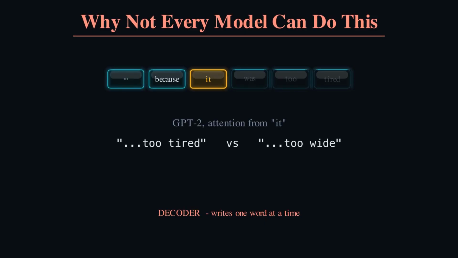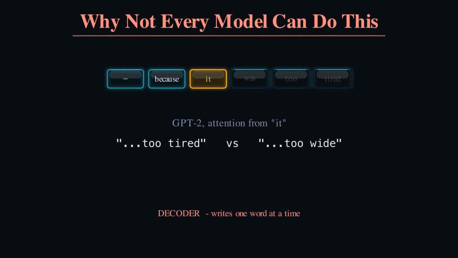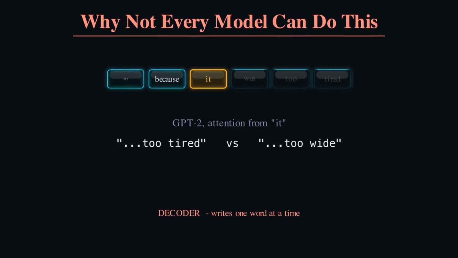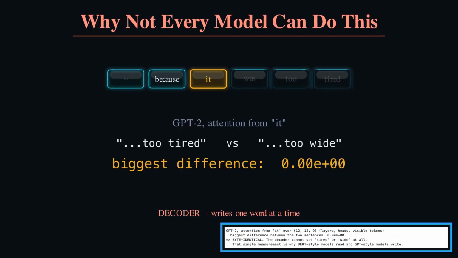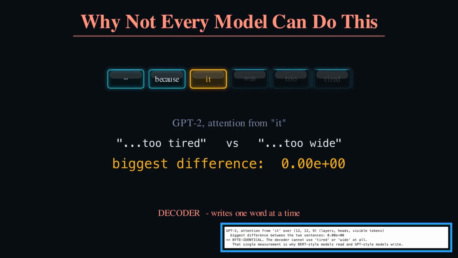Run both sentences through GPT-2 and compare what the word it looks at. If the last words really are invisible, the two rows must come out identical. Not similar, identical. Across 12 layers and 12 heads, the biggest difference anywhere is exactly 0. Byte for byte the same. That is why BERT reads and a GPT writes, and it is one line of code you can run yourself.